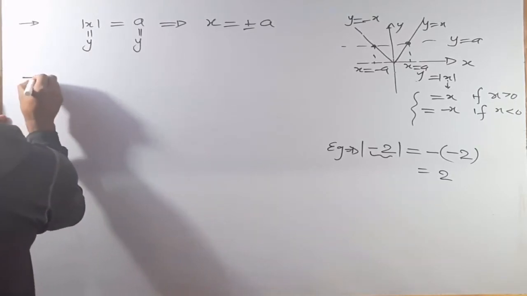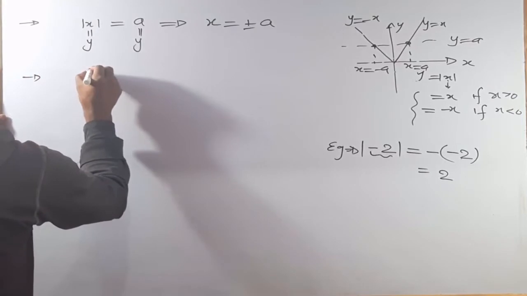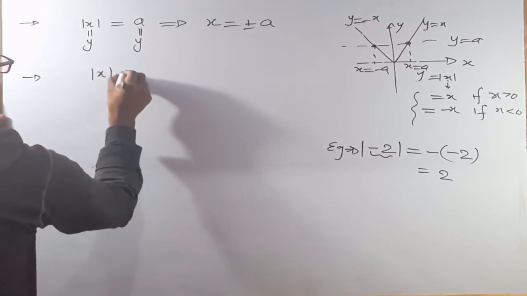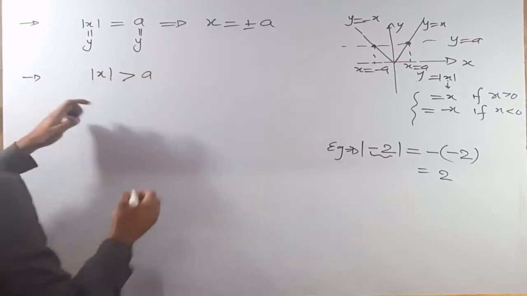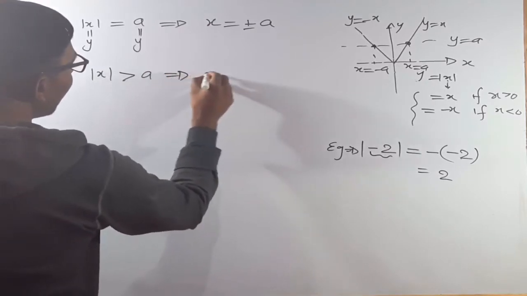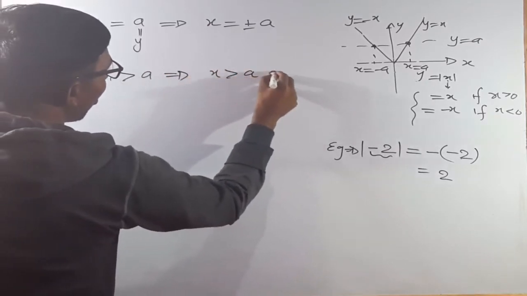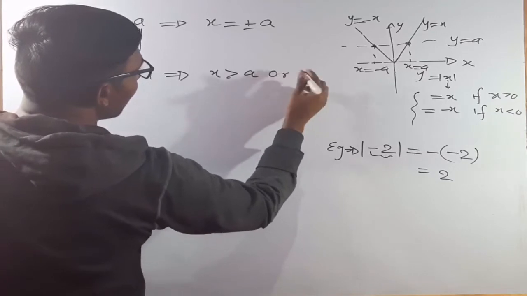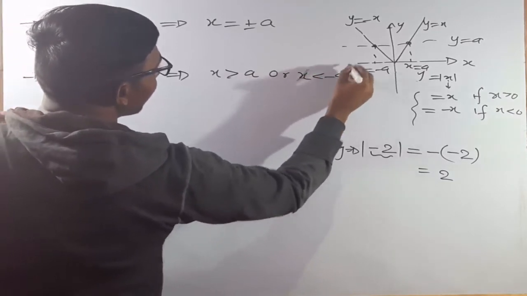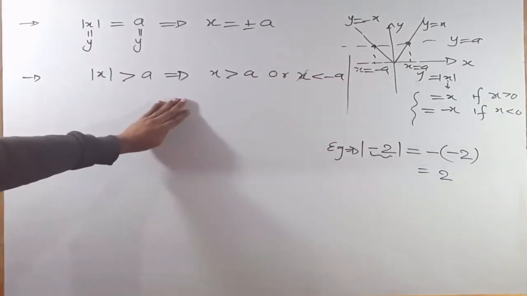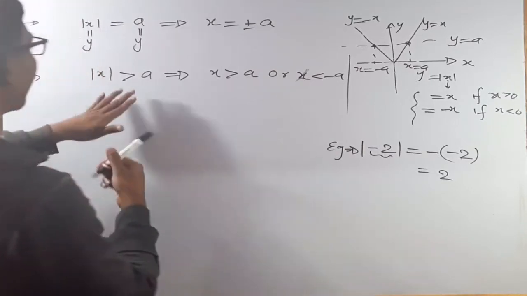Now we will go for the other property. The other property is: if modulus of x is greater than a, we can expand this like x greater than a or x less than minus a. We can expand this like this. So we will prove this.